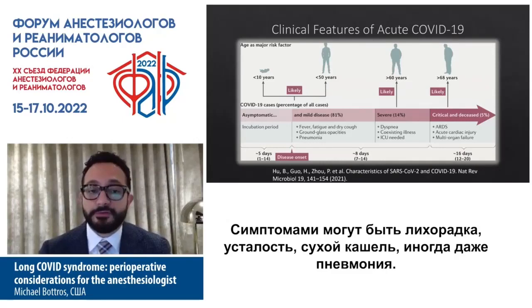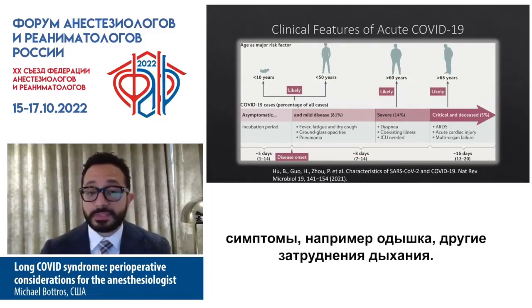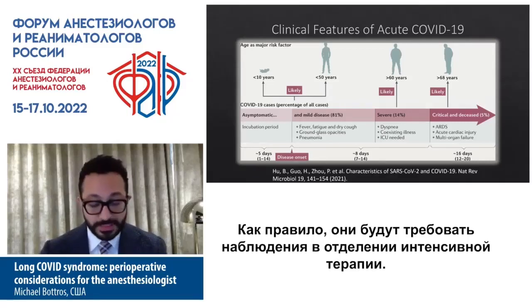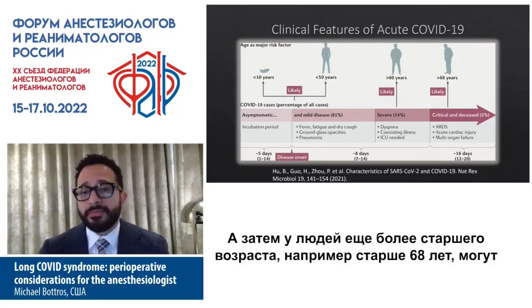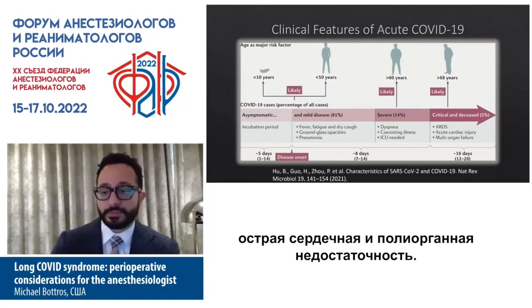That includes things like fever, fatigue, dry cough, maybe even some pneumonia. However, in older patients greater than 60 years of age, they may develop severe symptoms like dyspnea, shortness of breath. They may need to be watched in the ICU. And then in people who are even older, such as greater than 68 years of age, they may develop acute respiratory distress syndrome symptoms, as we talked about earlier, even acute cardiac injury and multi-organ failure.